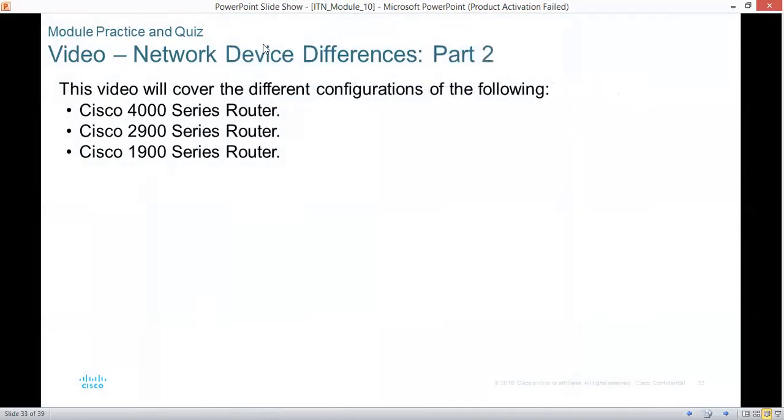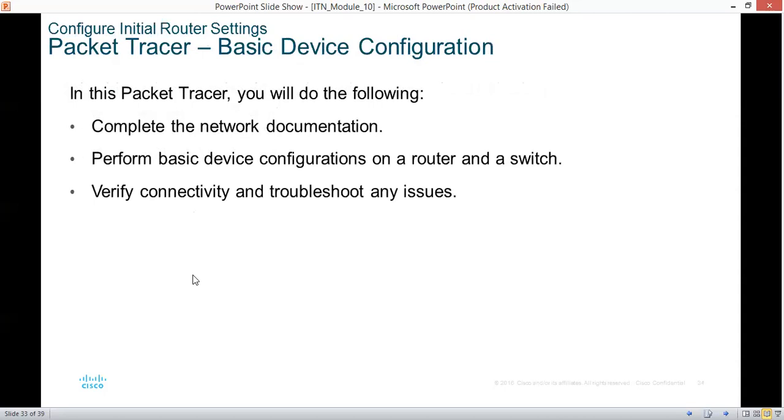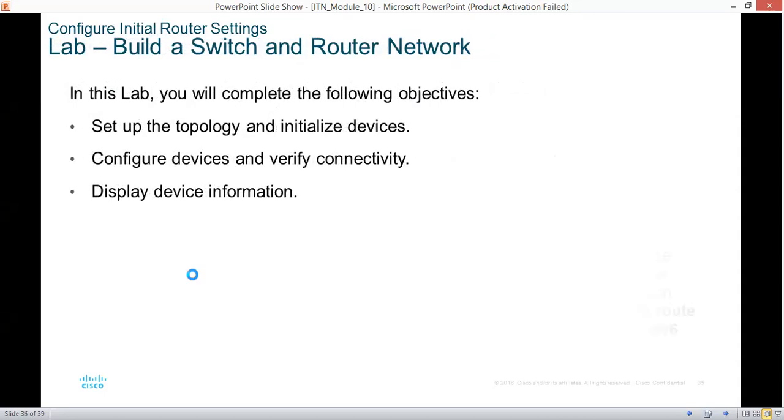Now, this video covered different configurations on the following: Cisco 4000 series router and Cisco 2900 series router. All of these are in Packet Tracer, so you can use any of them at any point in time.